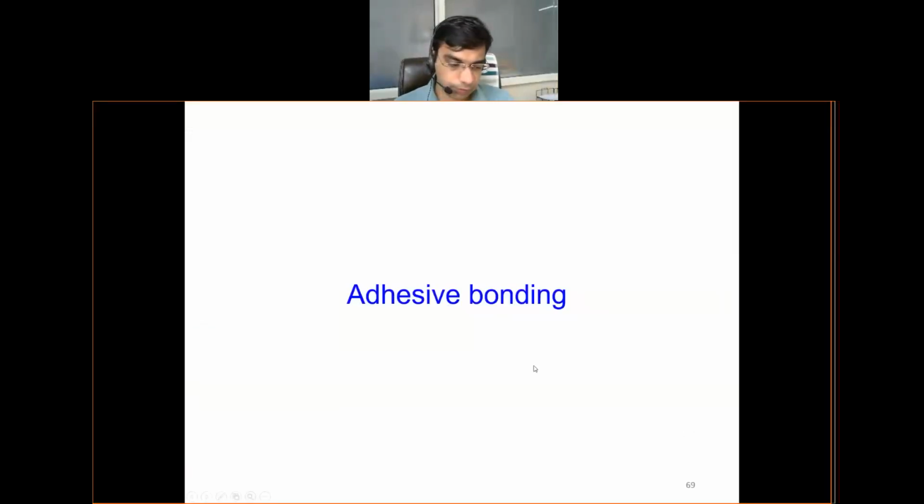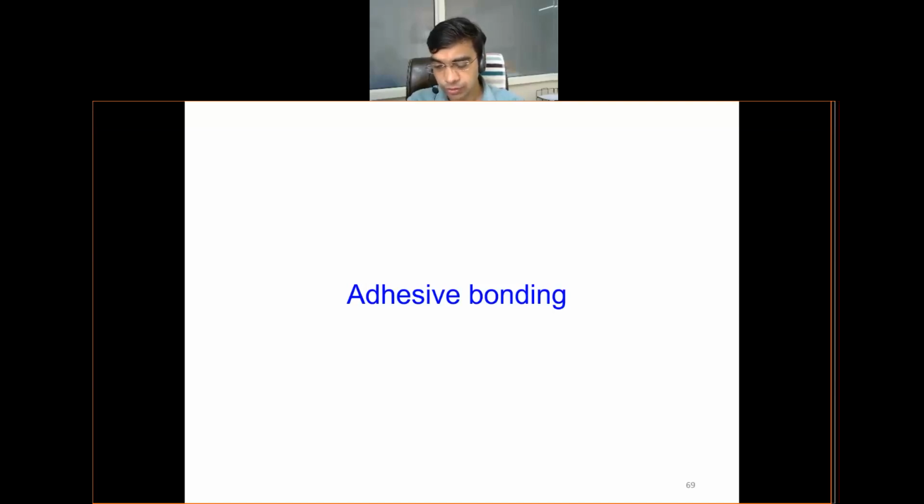So, continuing with the topic of the joining processes, we move to the next topic in this module of joining. Until now, we have discussed different methods of joining, which included welding. We have discussed different types of welding processes, which included gas welding, then arc welding, laser beam welding. Then we had discussed solid state welding processes, which included spot welding and seam welding. We also discussed some defects pertaining to welding processes. And then we have also discussed brazing and soldering until the last class.